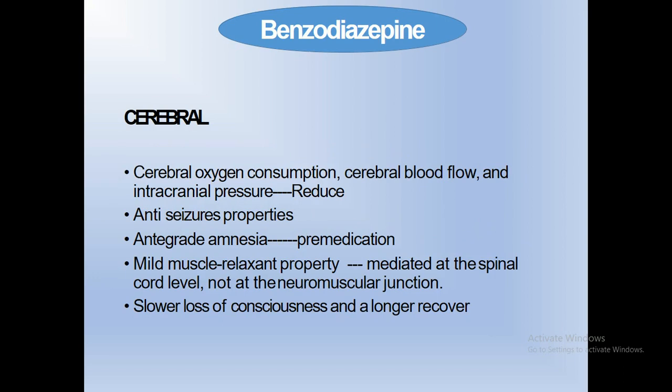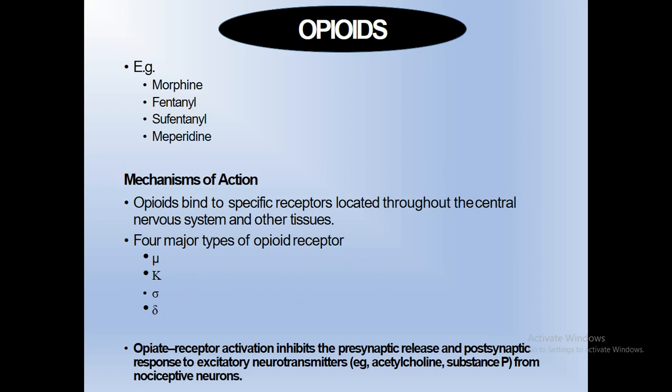As well as that, benzodiazepine may cause various pharmacological effects on the cerebral system. Cerebral oxygen consumption, cerebral blood flow and intracranial pressure become reduced. It has anti-seizure properties, it can induce amnesia as a premedication agent, and mild muscle relaxant properties are also there. It is mediated at the spinal cord level, not the neuromuscular junction. It can also slow the loss of consciousness and lead to longer recovery.